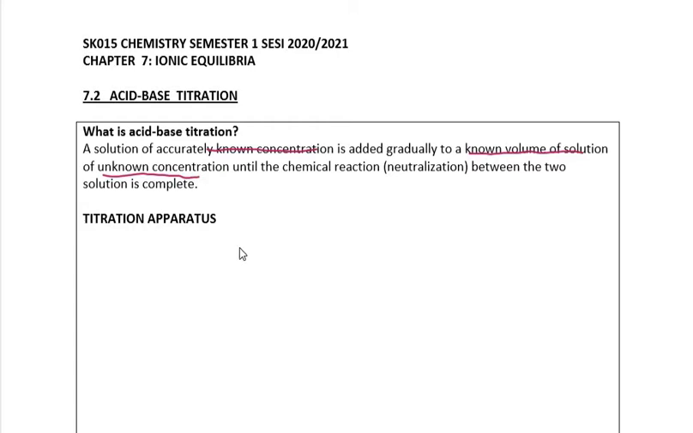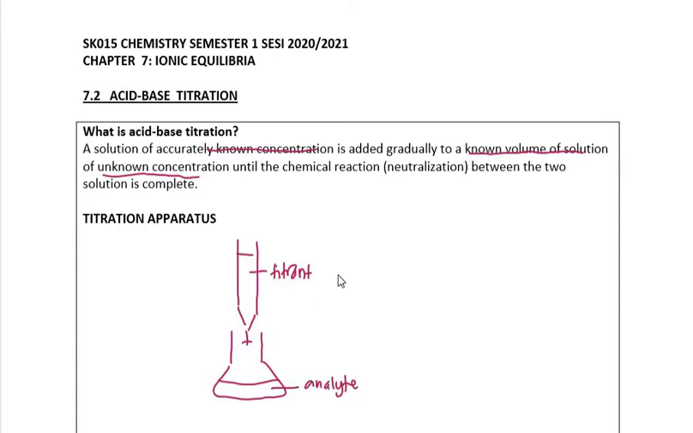So look at the apparatus that is needed in acid-base titration. As usual, you need a burette and one conical flask. The solution in the burette we call the titrant, and the solution in the conical flask we call the analyte. This titrant can be a strong acid or weak acid, or a strong base or weak base. The same goes for the analyte, which can be a strong acid or weak acid, or a strong base or weak base.